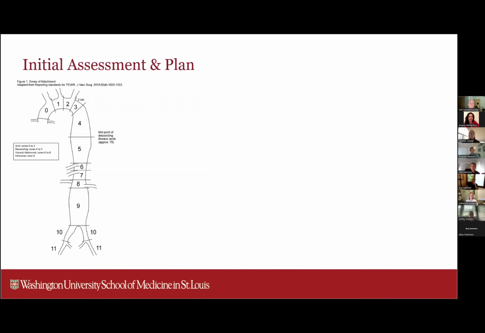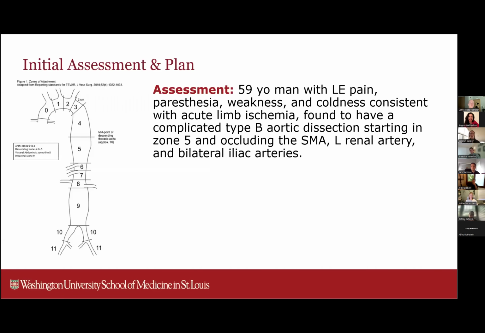So as far as the overall assessment and plan for this case: it was a 59-year-old man with lower extremity pain, paresthesias, weakness, and coldness, consistent with acute limb ischemia. He was found to have a complicated type B aortic dissection starting in zone 5, so around here in the aorta, and including the SMA, left renal artery, and bilateral iliac arteries.